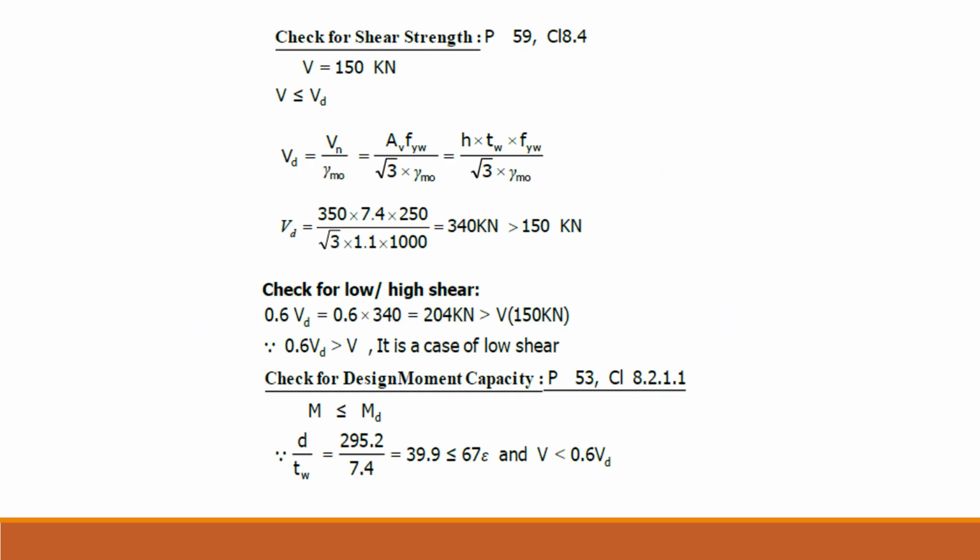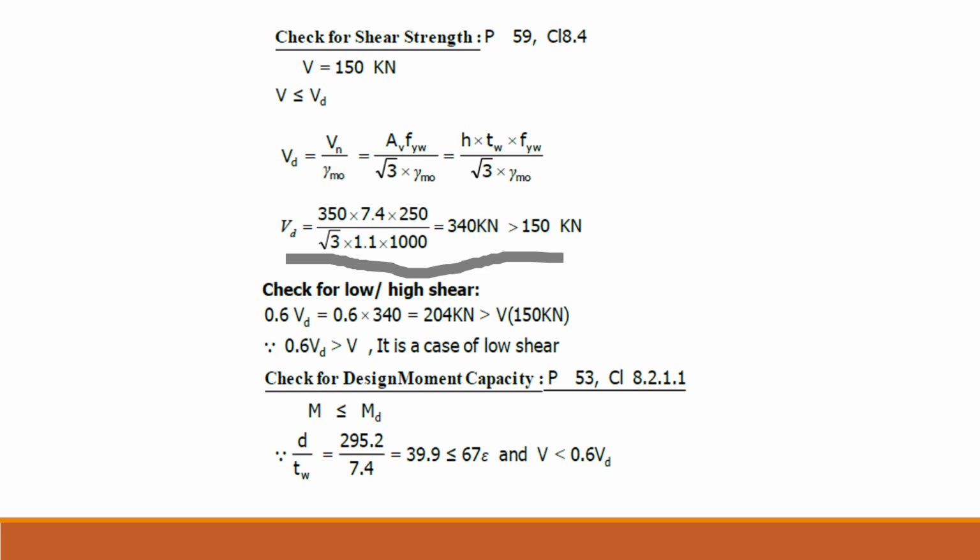And then check for shear strength. The formula is taken from IS 800 2000, page number 59, clause 8.4, where VD is equal to Vn by gamma m naught. The formula is h into tw into fyw by root 3 into gamma m naught. While substituting the value, we will get the shear strength, that is 340 kilonewton, which is greater than 150 kilonewton. And now check for high shear or low shear. That formula is 0.6 VD, that is 0.6 into 340, which is 204 kilonewton, that is greater than 150. That indicates it is low shear.